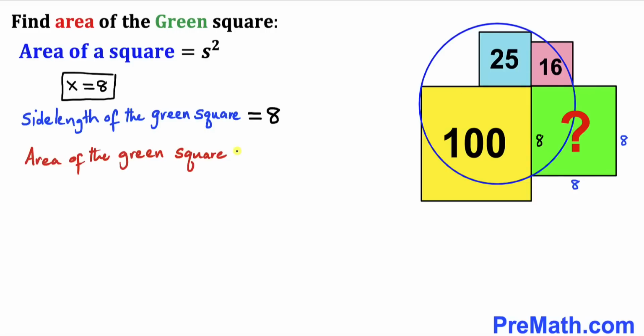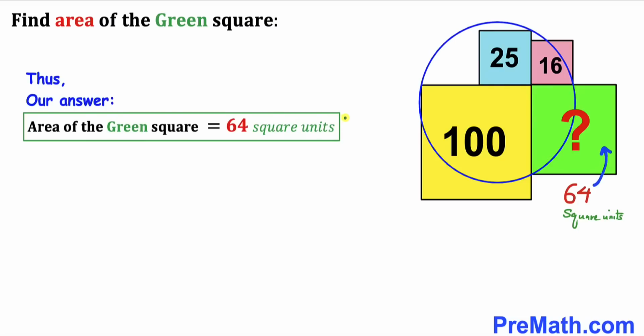So therefore, the area of this green square is going to be equal to, we are going to apply this formula once again. Area of the square is s squared. In our case, side length is 8. So this is going to become simply 8 squared. So that is going to give us 64 square units. So thus the area of this green square turns out to be 64 square units, and that's our final answer.